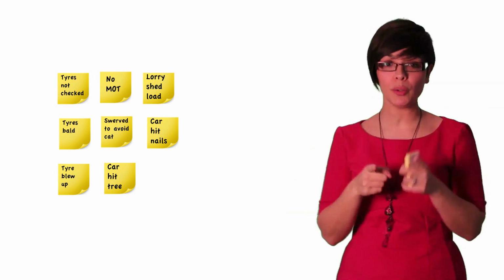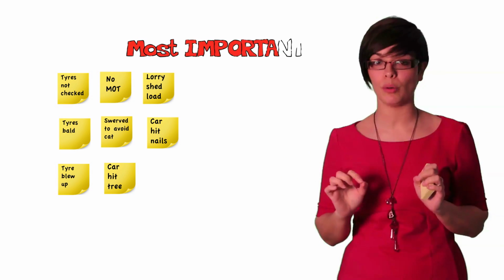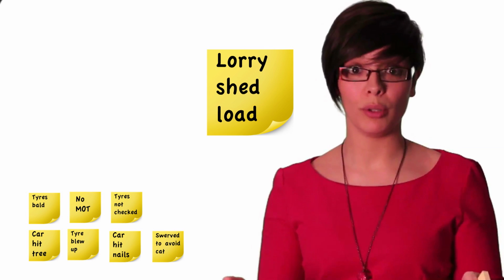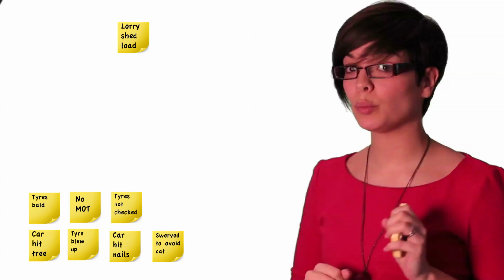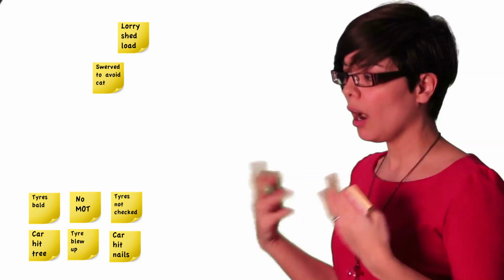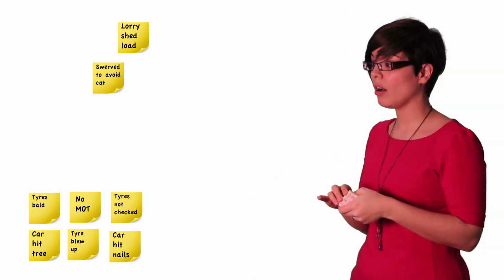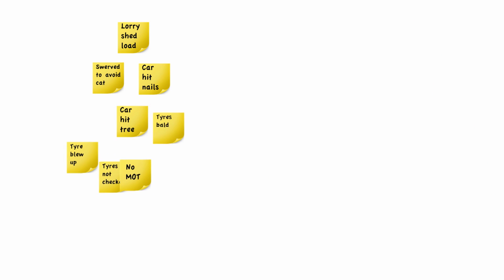Then, when you've got them in the right time order, you have to now decide which one you think, in your opinion, is the most important cause, the most significant cause of the car crash. The most important cause, in my opinion, was the lorry shed its load on the road. So that one goes on the top. The next most important factor for me was that the cat ran out in front of the car. So that goes on the next level down. I also think that there was another equal reason behind this, and that would be that the car hit the patch of nails because it swerved from the cat. And you work your way down until you have the diamond.